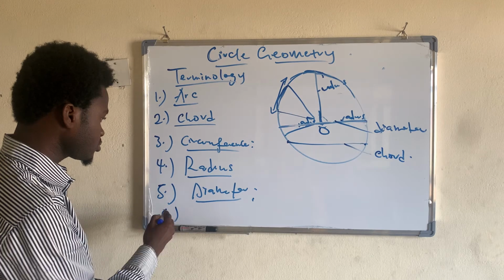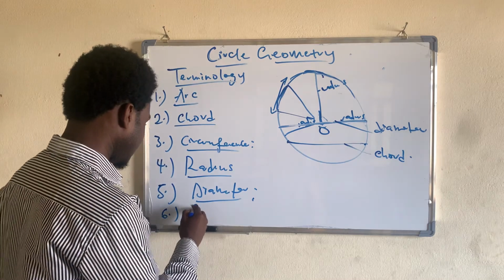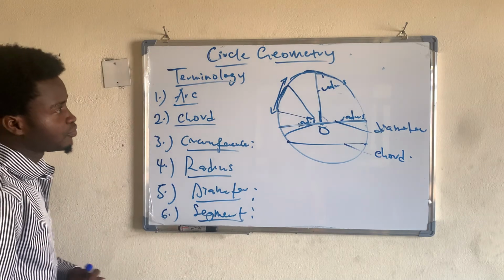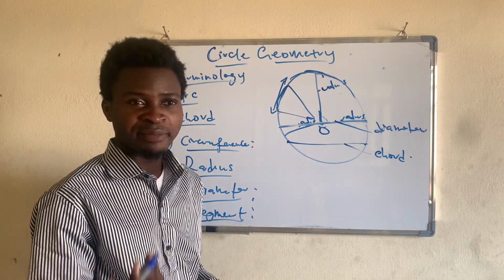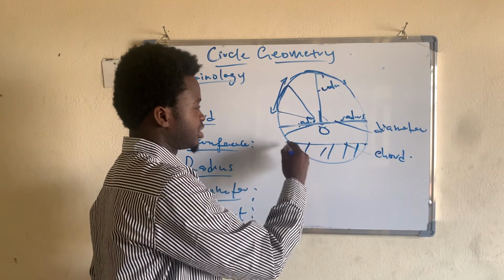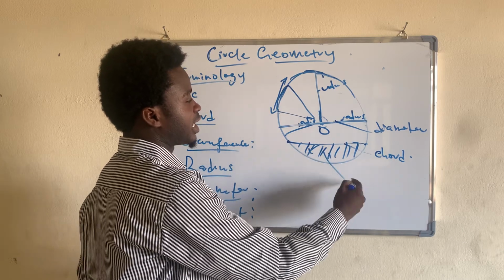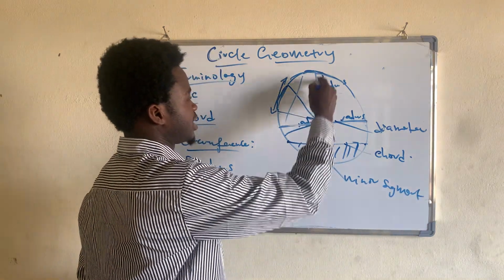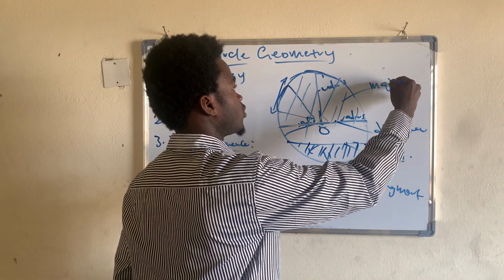Likewise, we also need to know what a segment is. A segment is a portion of the circle that is cut off by a chord. For example, this is a chord that runs through the circle. This portion is a segment of the circle and is a minor segment. The other part here is a major segment. The bigger part is a major segment.